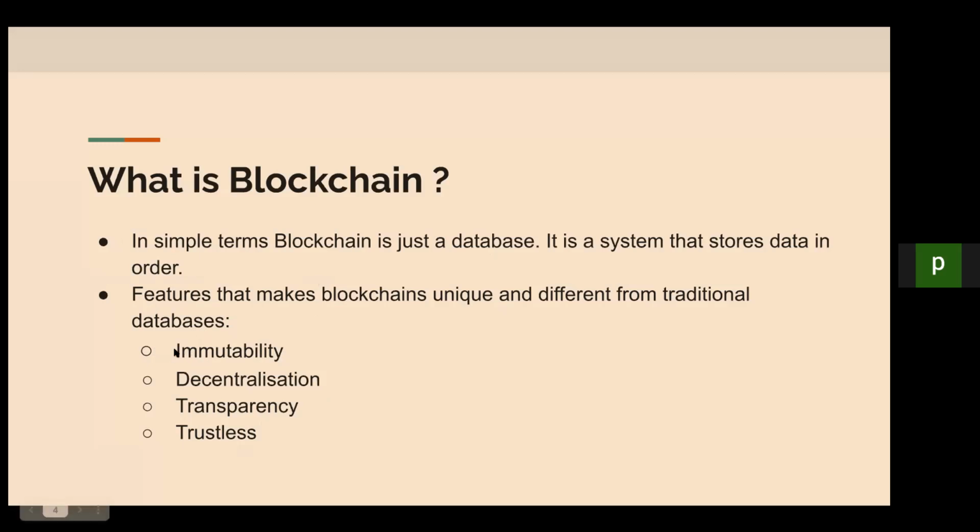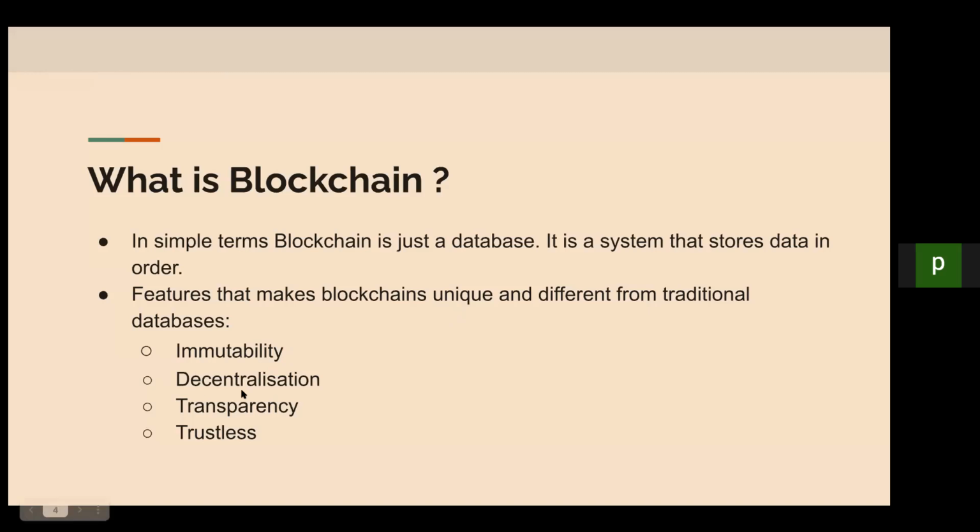These properties are, first, immutability. Immutability means once you write anything to the blockchain, it can't be changed. This database is append only. You can just add, you cannot remove or edit. So it gives you that ability.